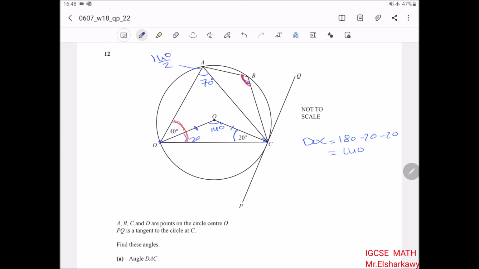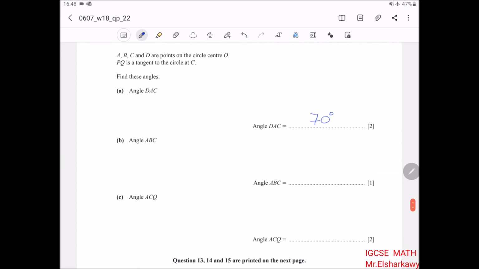So you can write it here: angle ABC plus angle ADC is equal to 180. And we know that angle ADC is the 40 plus the 20, so 60 degrees. So ABC plus 60 is equal to 180. So the angle ABC is equal to 120 degrees. So we can write that here, 120 degrees.